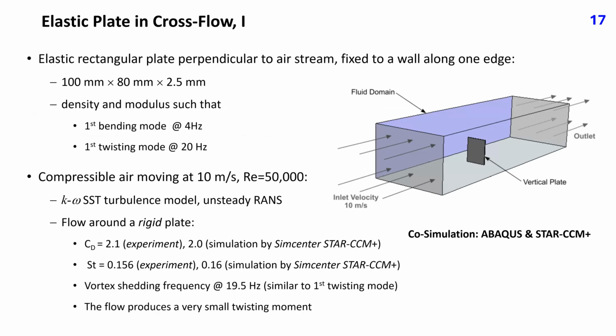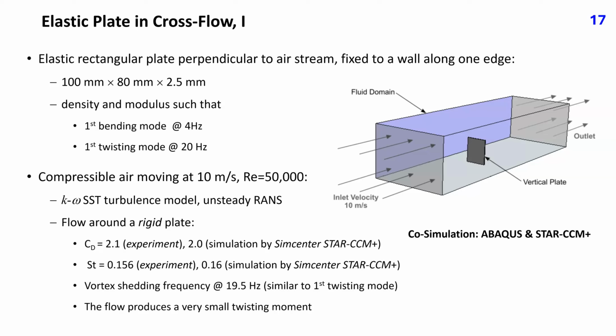Let us now have a closer look at some examples of simulation of fluid structure interaction. In the first test case, we are looking at an elastic rectangular plate placed in a wind tunnel perpendicular to the air stream and fixed to the bottom along one edge. The plate is 100 mm high, 80 mm wide, and 2.5 mm thick. The density and modulus of elasticity were selected such that the first bending mode is at 4 Hz and the first twisting mode is at 20 Hz.